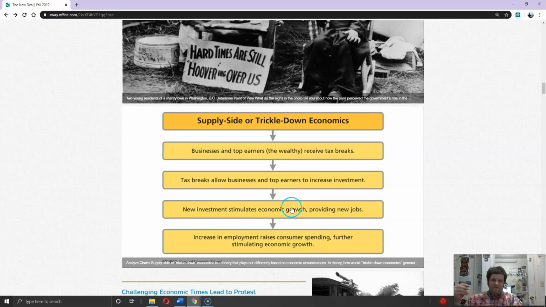Well, since they're not investing, they're not creating economic growth, and they're not creating new jobs. So this leg of this portion falls out as well. And then this bottom part, as employment decreases, well, consumer spending decreases, which causes further depression. And so the problem with trickle-down economics is if these are knocked out, well, the whole system falls apart.